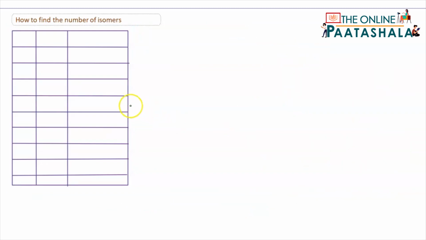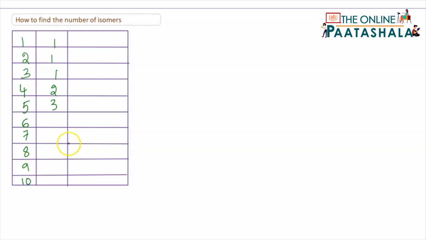Now let's find a simple way to remember this. If one carbon is there, how many isomers can you form? One. Two carbons, how many isomers? One. Three carbons, how many isomers? One. Next, 4 carbons: the number of isomers that can be formed is 2. If 5 is there, it's 3. And then 6, 7, 8, 9 and 10.